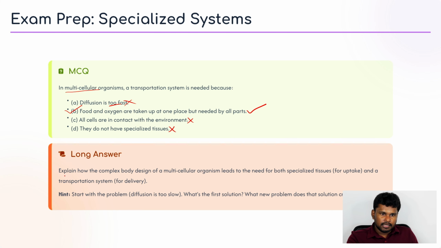Long answer. Explain how the complex body design of a multicellular organism leads to the need for both specialized tissues for uptake and also the transportation system. Okay, start with the problem. Diffusion is too slow. What is the first solution? And even in that first solution, we came across a problem, that is transportation. Discuss the transportation also there. Okay, this will be the answer simply. Let us see the next slide.